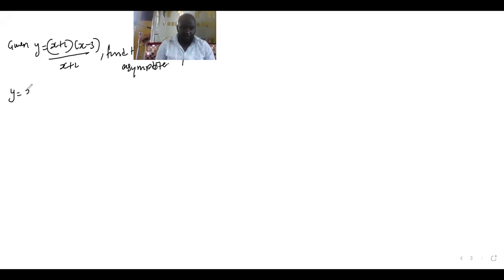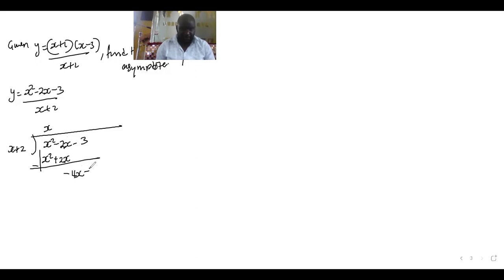When you expand this, you get y is equal to x squared minus 2x minus 3, all divided by x plus 2. So experts of long division, where are you? This is x plus 2 into x squared minus 2x minus 3. When you divide, you get x, then x squared plus 2x. When you subtract, we get negative 4x minus 3. Dividing again calls for a minus 4, and we get minus 4x minus 8. When you subtract, we have a remainder of 5.